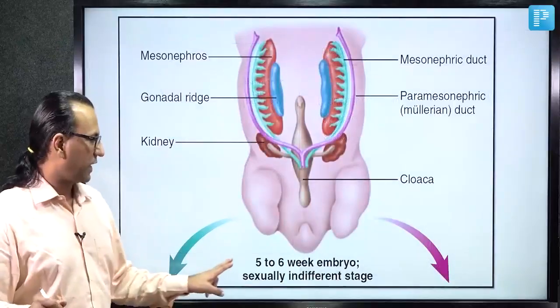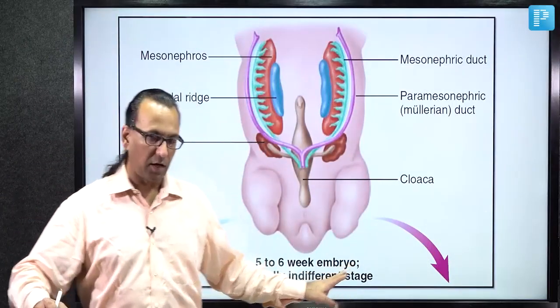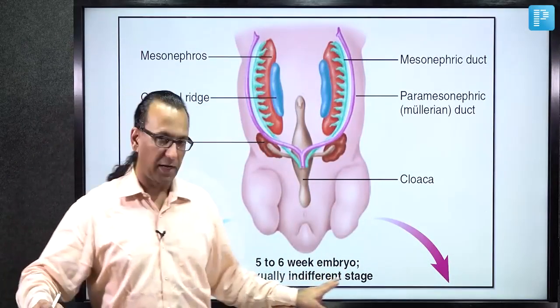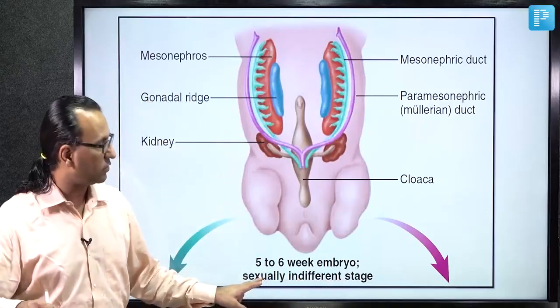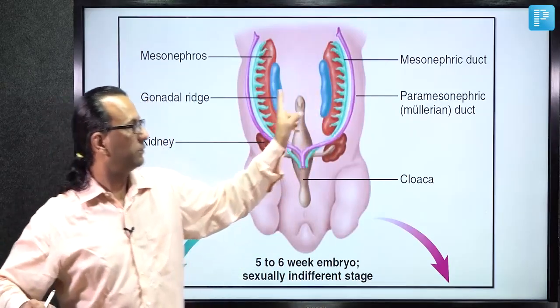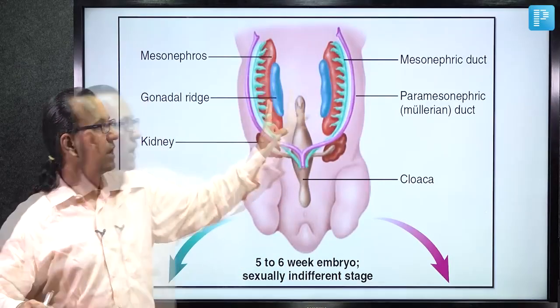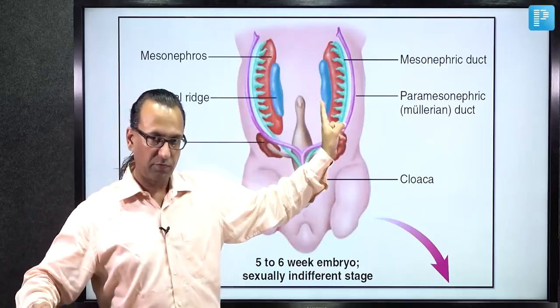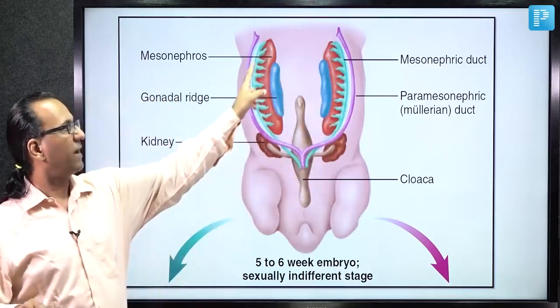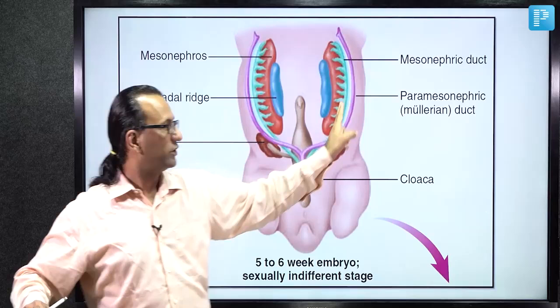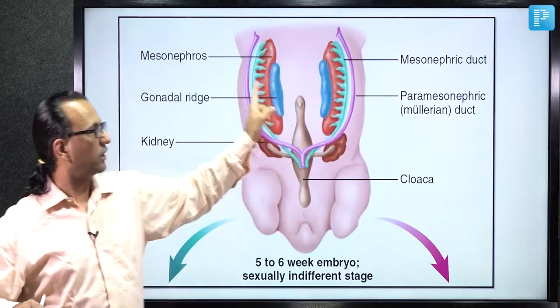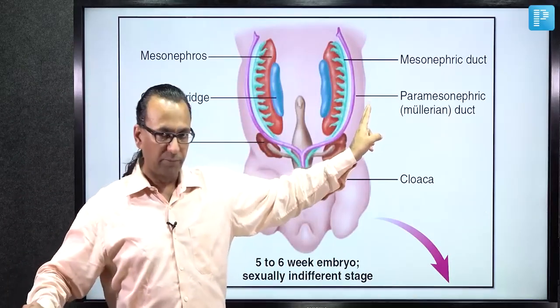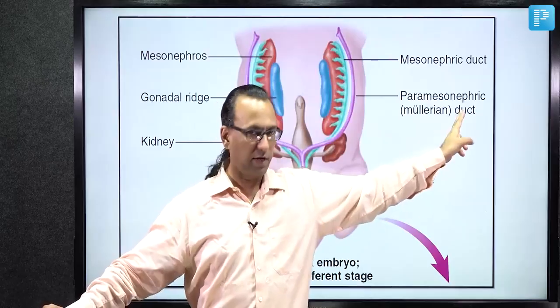Now, as we said that in week 5 to 6, it is an indeterminate embryo and the sex determination is not possible. What we have got is the genital ridge, which might become a testis or ovary depending upon the presence or absence of the Y chromosome there. And then we have the mesonephric duct here, which is one on each side, and also on the side of that we have the paramesonephric duct, the other name of the Mullerian duct.